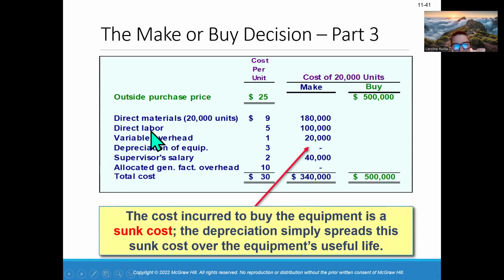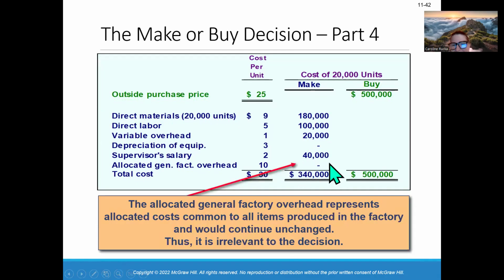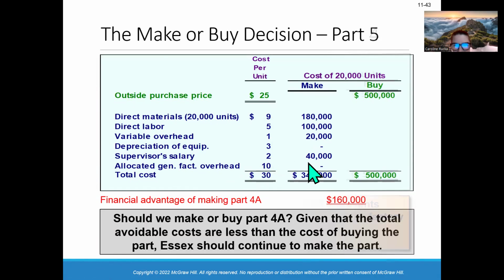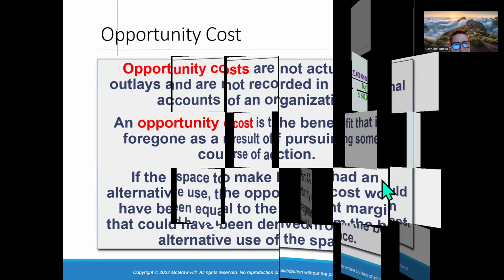Again, this depreciation is a sunk cost. This allocated cost, we can't avoid that. So the financial advantage of making Part A is $160,000. Meaning it's $160,000 cheaper to make it ourselves than to buy it from an outside source.